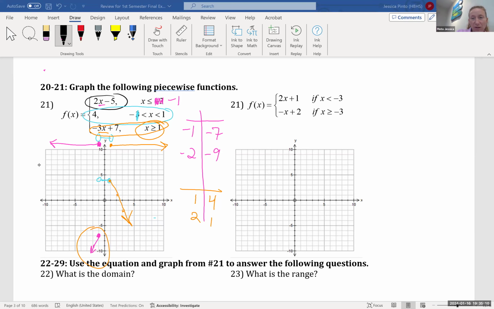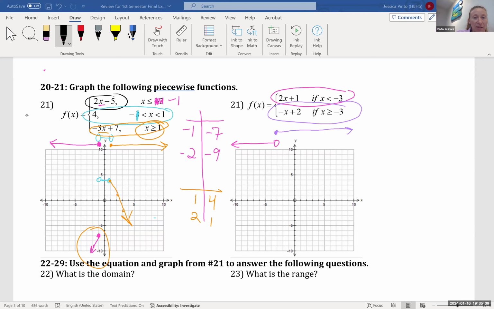Let's try the next one. Here we've got -3 again. Okay, -3, open circle going this direction. And then the next piece here starts at -3 with a closed circle because it's underlined and goes the other direction. So these are both having a domain of all real numbers since no value is skipped over. And that's kind of nice.